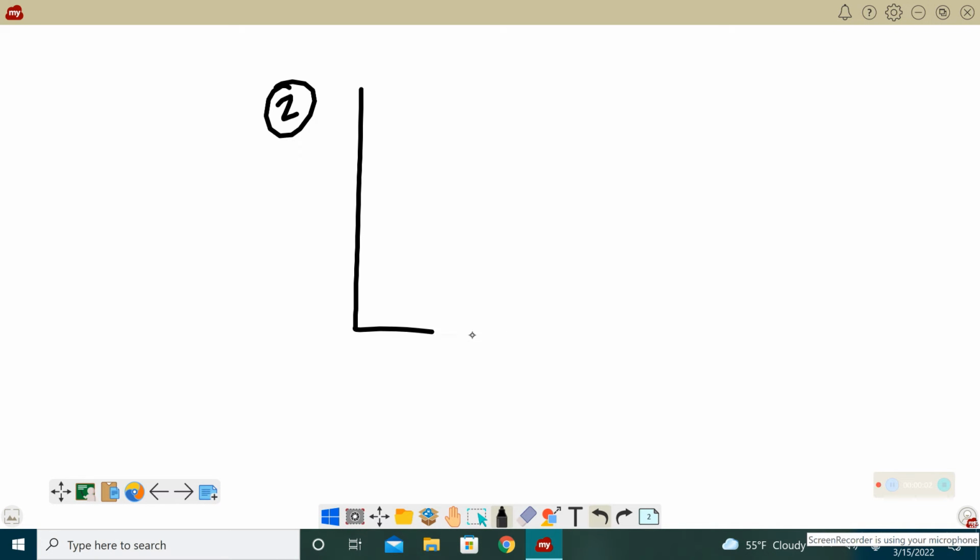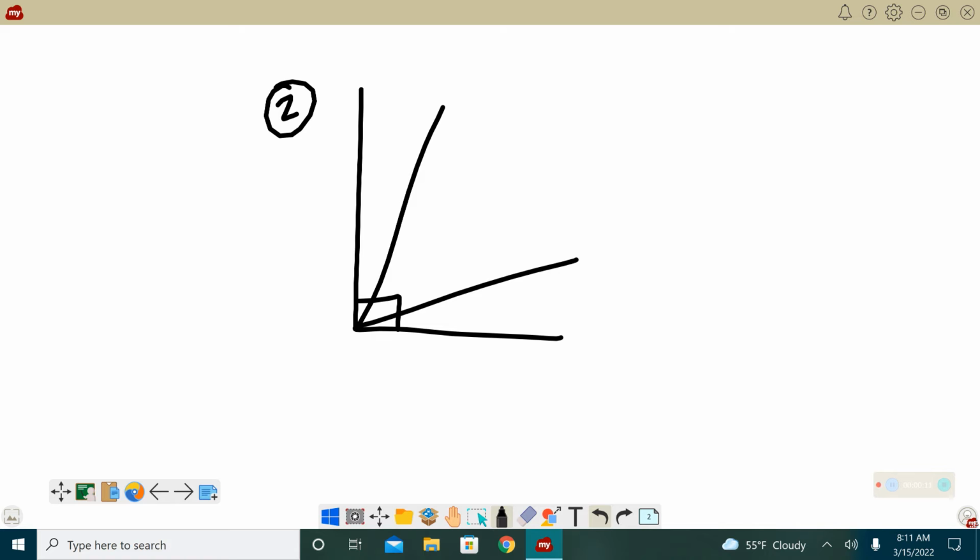In question 2, we have a diagram that looks like this, and it has a right angle corner. This measurement here is 15 degrees, and this one here is 25. So our unknown is called x, and we are trying to solve for what x is. Well, we know that this whole angle here is a right angle, and right angles have a measurement of 90 degrees.